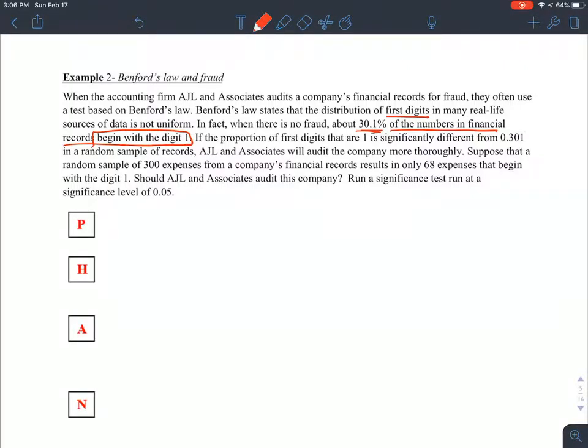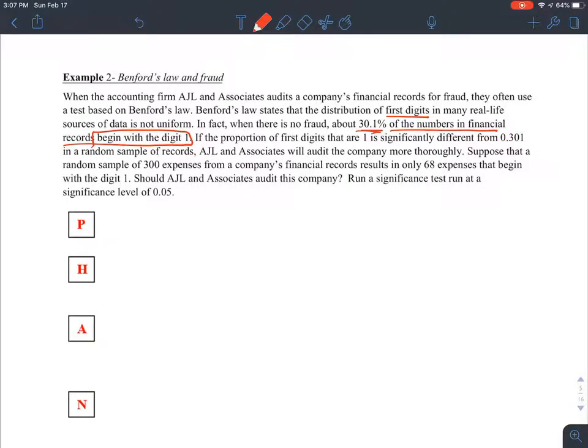It says if the proportion of first digits that are 1 is significantly different from 0.301 in a random sample of records, then AJL and Associates is going to audit that company more thoroughly. Suppose that a random sample of 300 expenses from a company's financial records results in only 68 expenses that begin with the digit 1. Should AJL and Associates audit this company? Run a significance test at a significance level of 0.05.